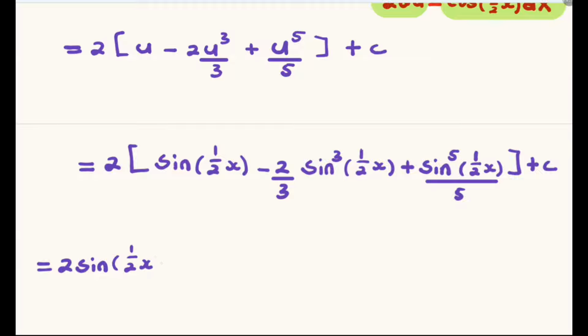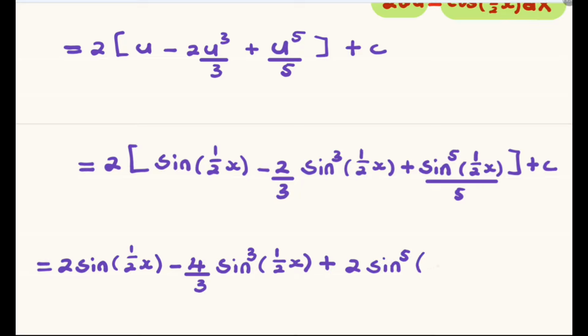of half of x minus 4 divided by 3 multiplied by the sine cube of 1 over 2x plus 2 multiplied by sine to the power 5 of half times x divided by 5, and we have our constant c, and this will be our answer.